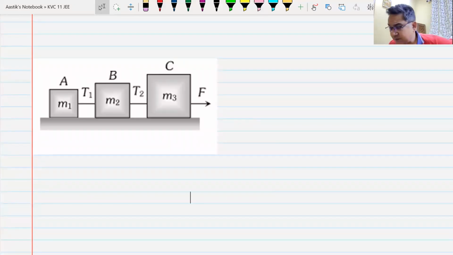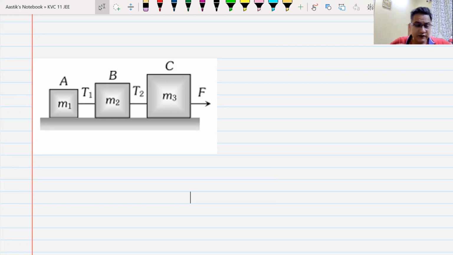Again, now instead of 2 blocks, I have 3 blocks. It could have been 4 or 5 or 10. Can you give me the answers of what is the acceleration of this system and what is the value of T1 and T2? And this time I will not do them separately because I have already told you how to do them separately. Now let us try to get the answers quickly. You must understand that all these 3 blocks are going to move with the same acceleration. We can apply this concept whenever the blocks move with the same acceleration.